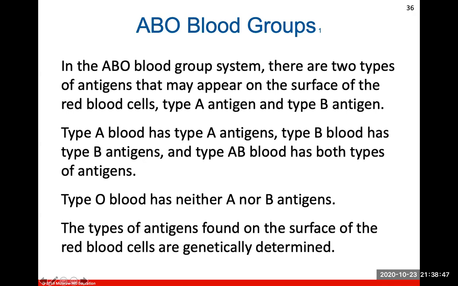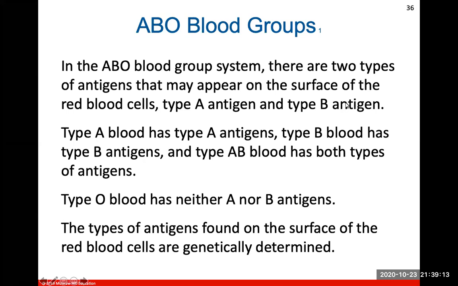But in your ABO blood group system, there are two types of antigens that may appear on the surface of red blood cells. They are either type A antigen or type B antigen. And again, these are molecules that are on the surface of your red blood cells. If you have type A blood, you have the type A antigen on your red blood cells. And if you're type B blood, you have the type B antigen on the surface of your cells.